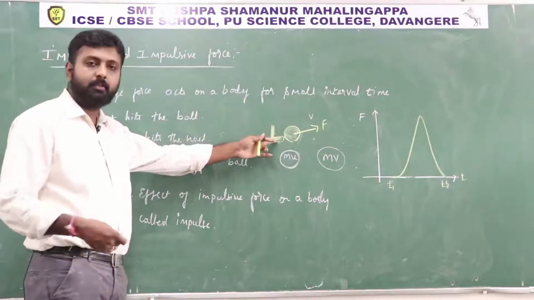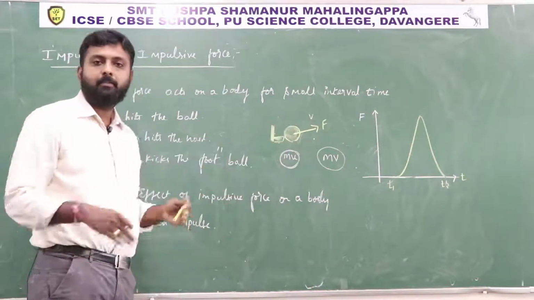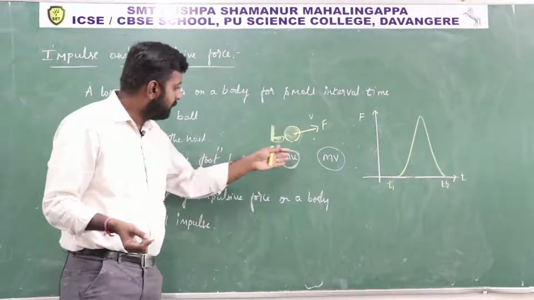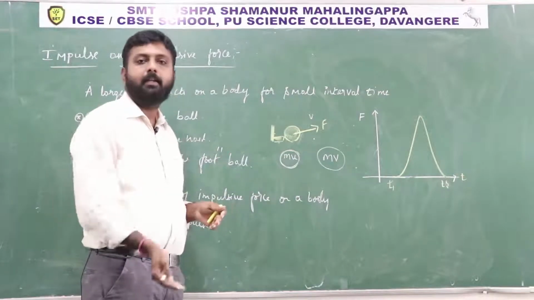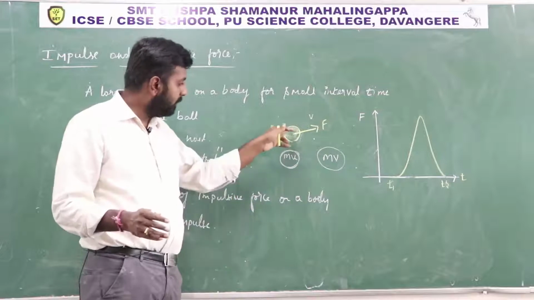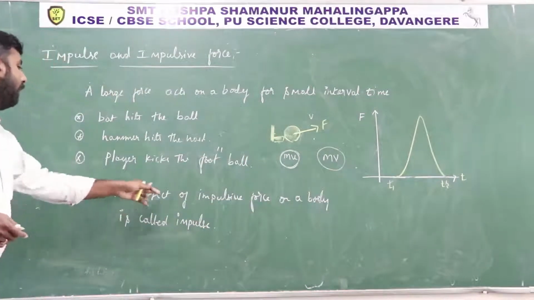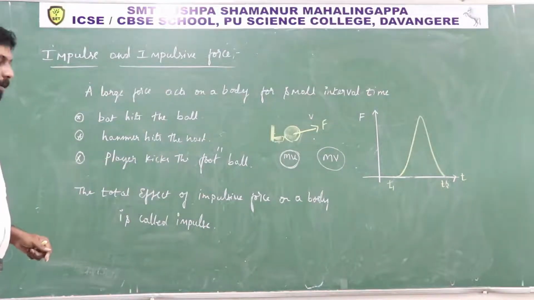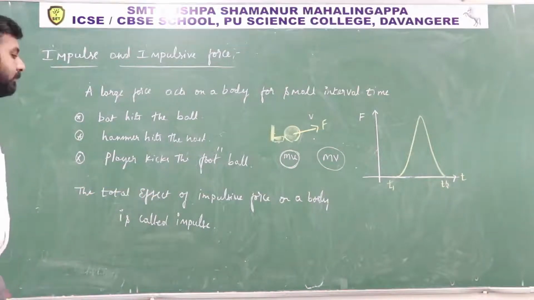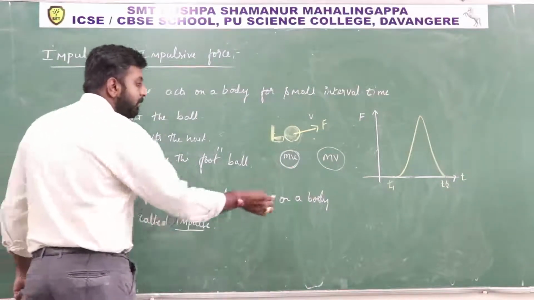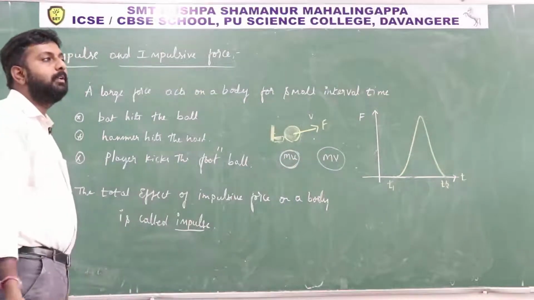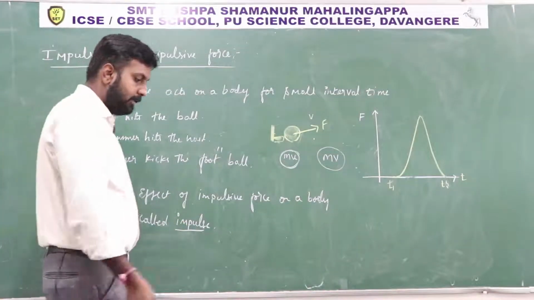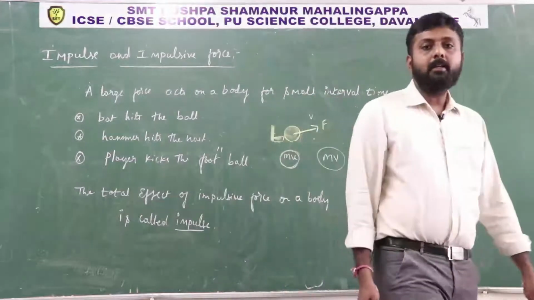So that force changes the momentum, that large force acting for a small interval of time, that impulsive force changes the momentum. That is the effect. The total effect on this body due to the impulsive force, or the total effect of impulsive force on a body is called impulse. Then what is the total effect? The change in momentum. The change in momentum itself is an effect. Then what is impulse? You can say impulse is equal to change in momentum.